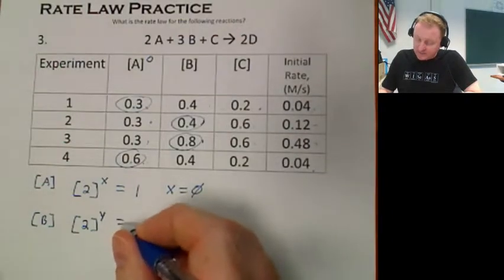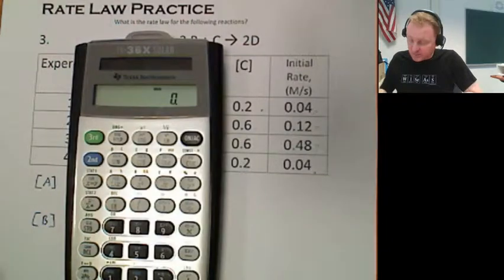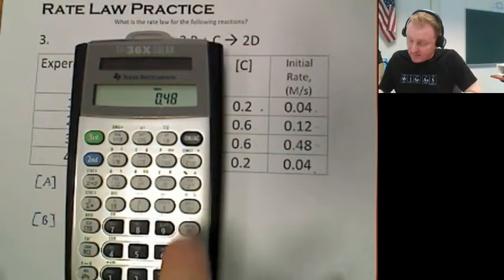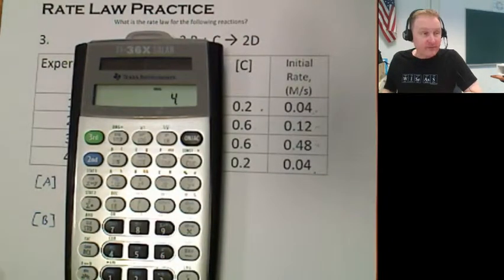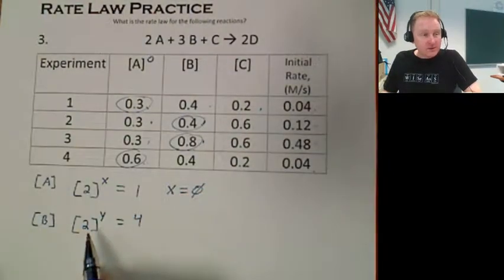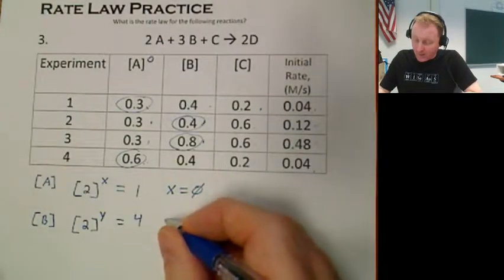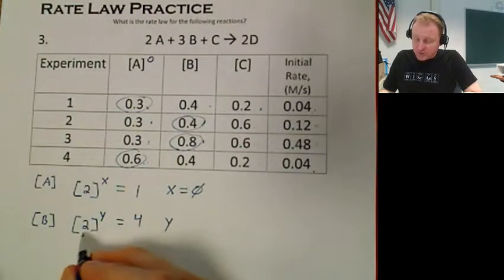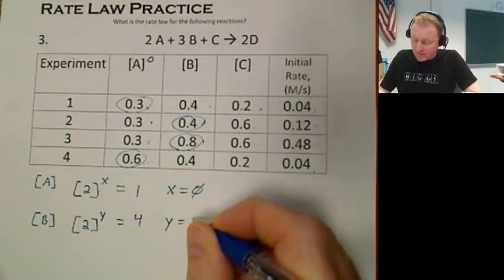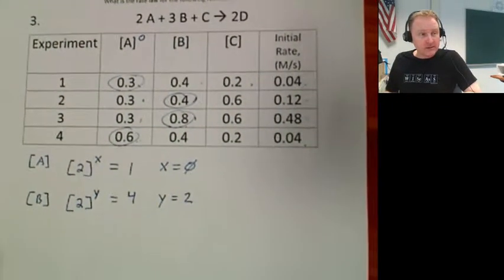It looks like it quadrupled, but if you're not comfortable just looking at that, let's do this: 0.48 divided by 0.12, and we have 4. It went up by 4. So when the concentration doubled, the rate of the reaction quadrupled. Therefore, Y, or 2 to what power is 4, is the second power. So B is a second order reactant.